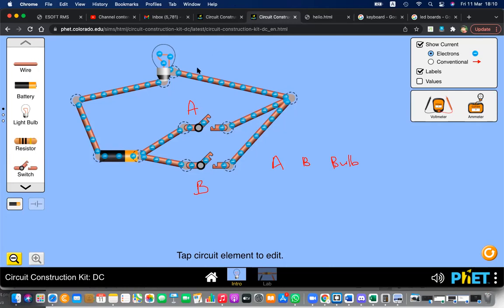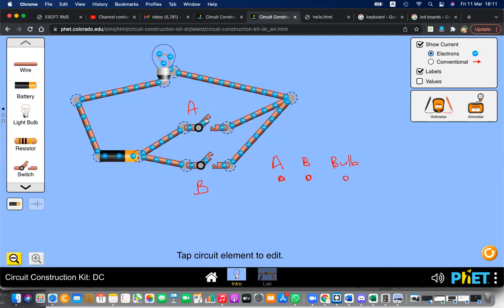I'm going to turn off both switches. I'll indicate that by the 0 status. 0 indicates the switches are open, or not working, right? No power through switch A, no power through switch B, so no power through the bulb. Bulb is off.